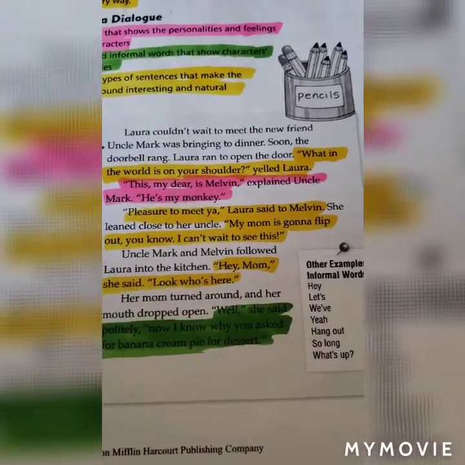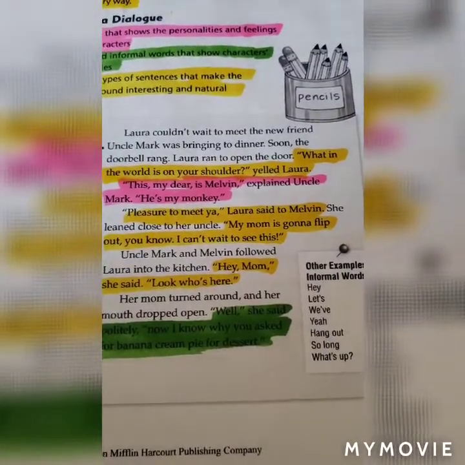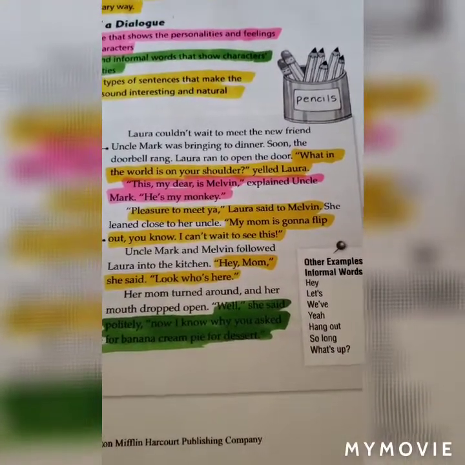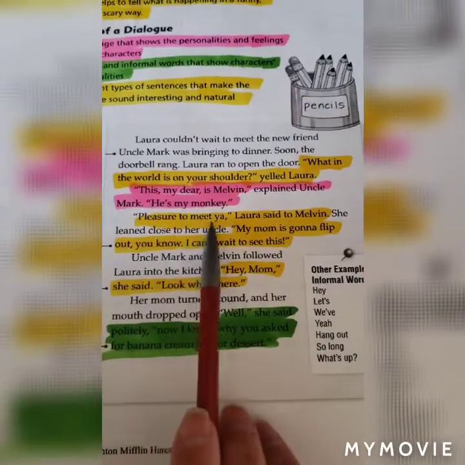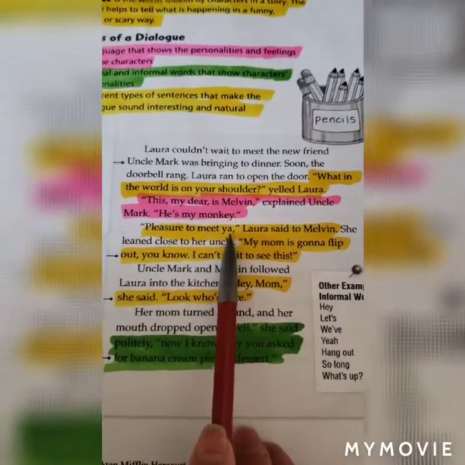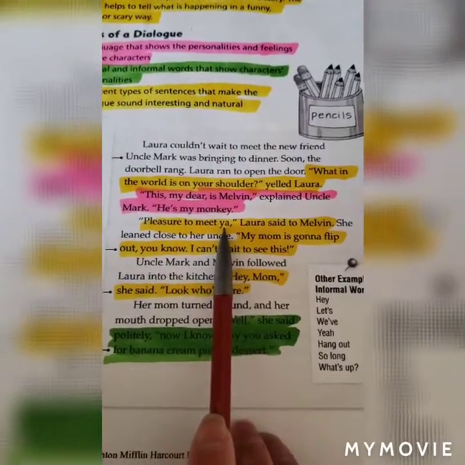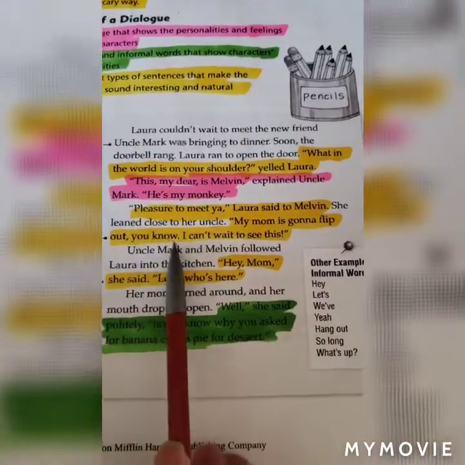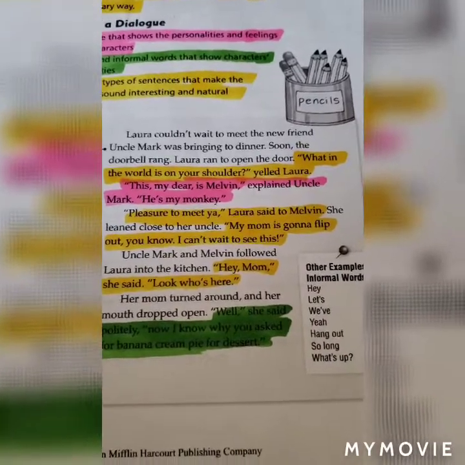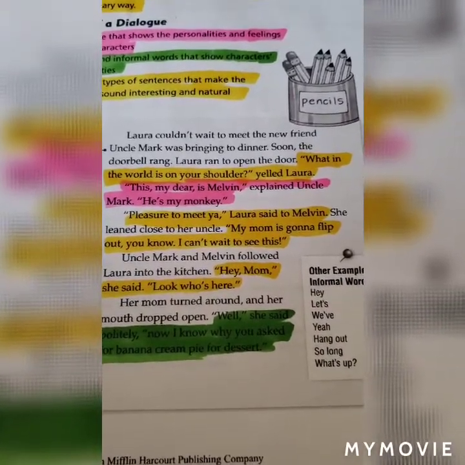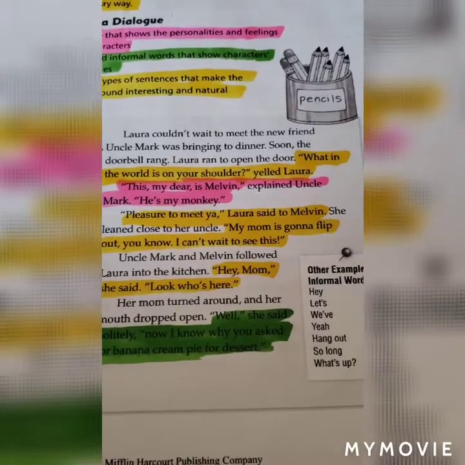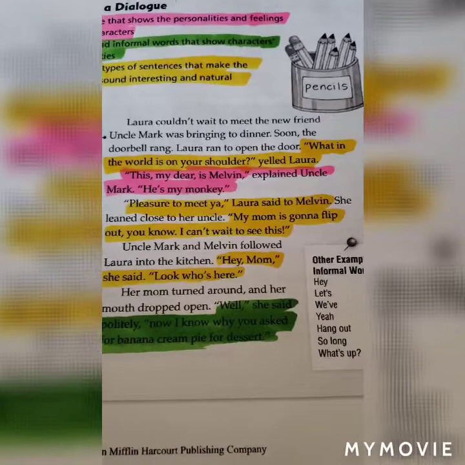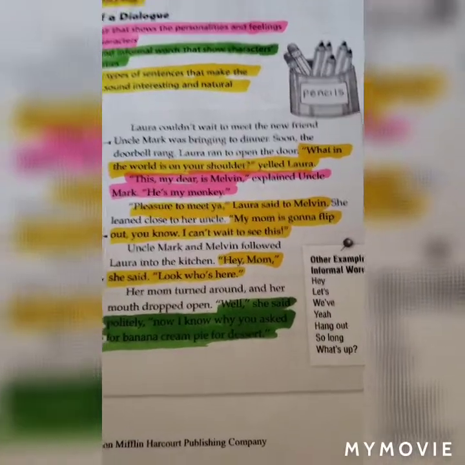Do you see the exclamation point at the end of that? She's excited to show the monkey to her mom. But I want to show you a couple of other things. Do you see how she says pleasure to meet ya? Usually we don't say ya unless we know someone really well. My mom is gonna flip out, you know. She must know Melvin really well because she is using informal words. She's not treating him like he's anyone except a very good friend.